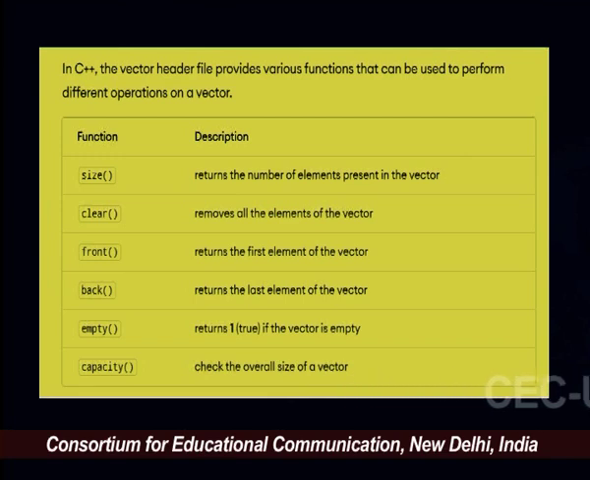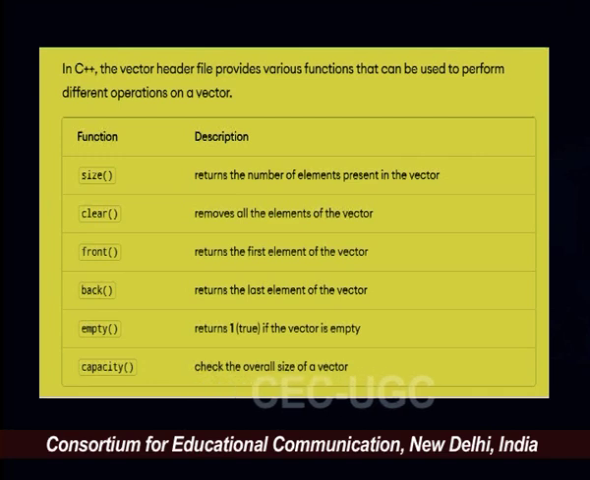and here is a list of more functions which are based on the vectors. Some of them we have used, some of them we may not have used. So, let us take a look at these functions. The first function is size, which returns the number of elements present in the vector. Now, this is very different from the capacity. I will tell you how within some minutes.